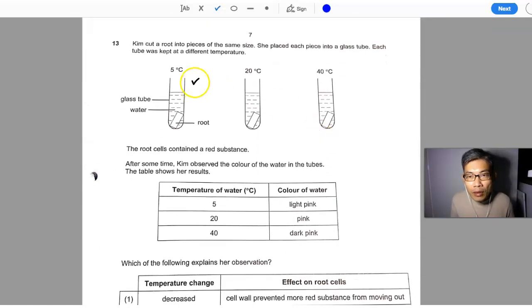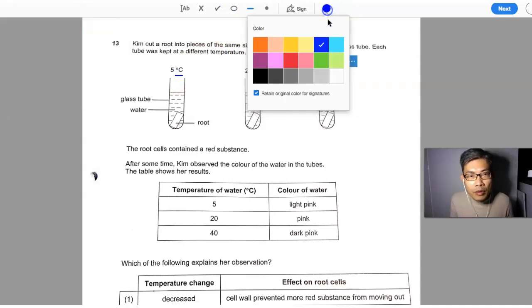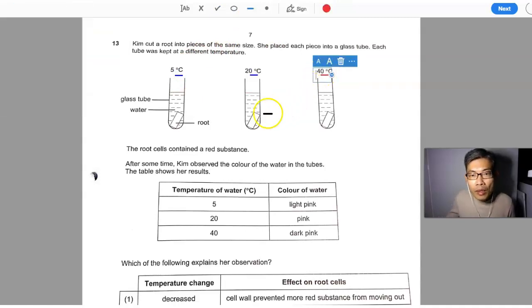Next one. Now, Kim cut a root into pieces of the same size. She placed each piece in a glass tube. Each tube was kept at a different temperature, so there's some difference here. Okay, different temperature. And this is the highest temperature, I make it red, highest. Now, glass tube, and there's roots inside. The root cells contain a red substance. And what happened to the red substance? The substance will turn dark pink at the highest temperature, light pink at the lowest temperature.